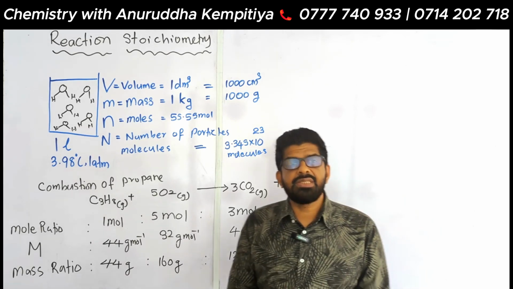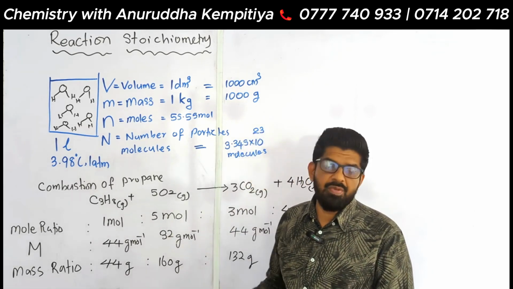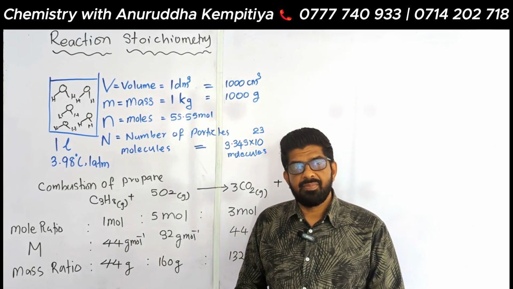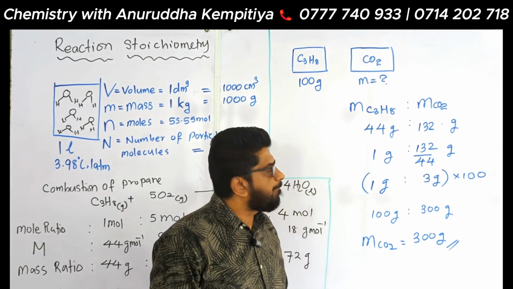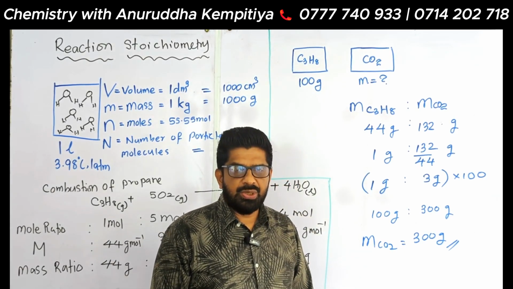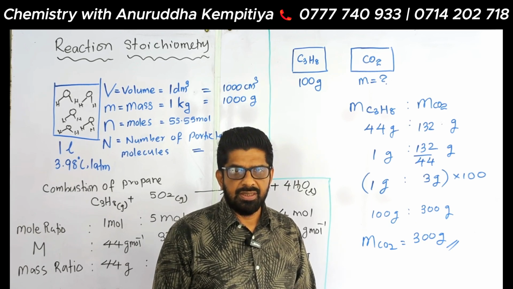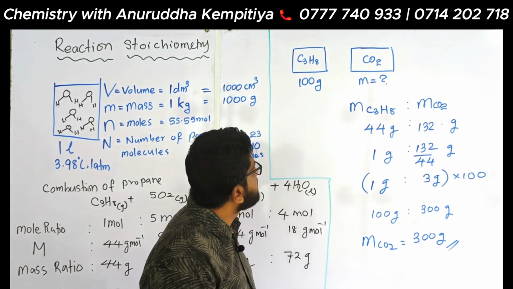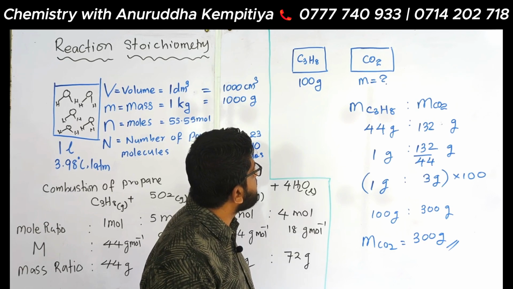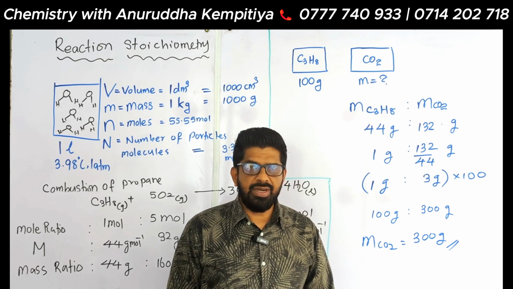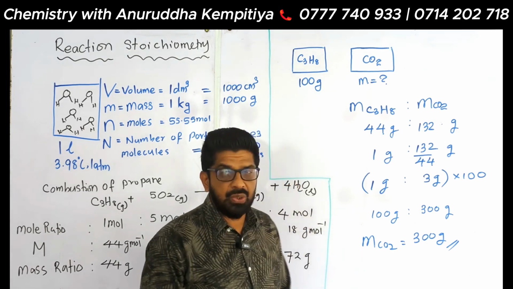Next, we can use the stoichiometric relationship for calculations. This time we are going to use this stoichiometric relationship in a simple chemical calculation. The question is, I have 100 grams of C3H8, propane. What is the mass of carbon dioxide produced?